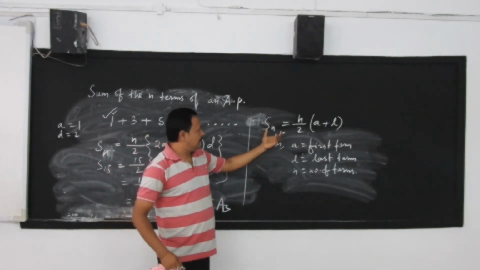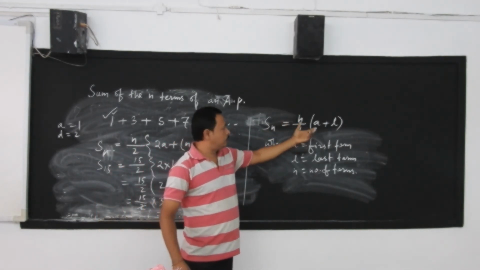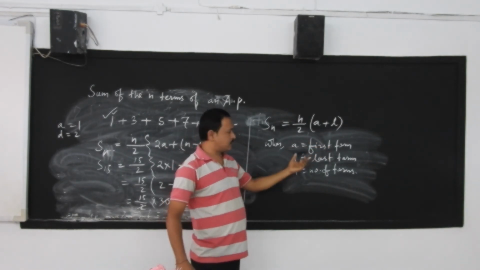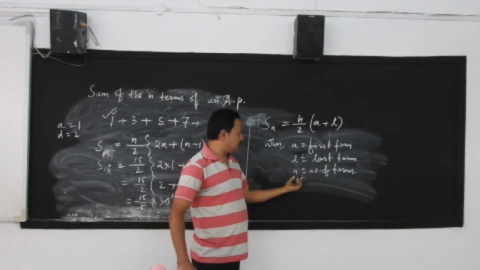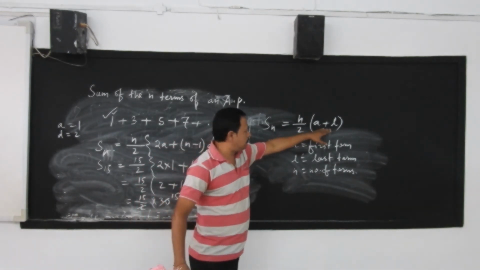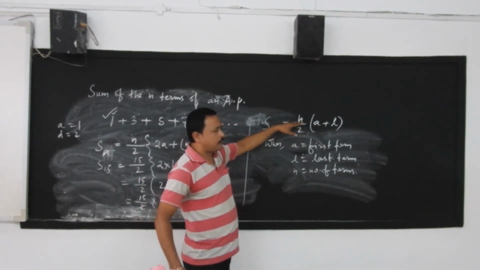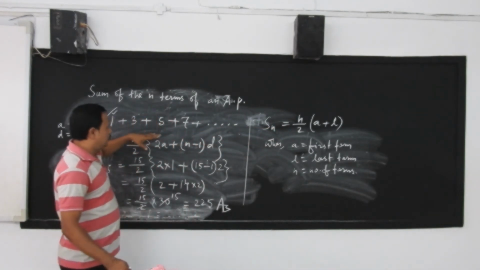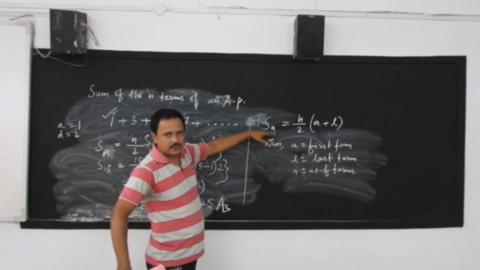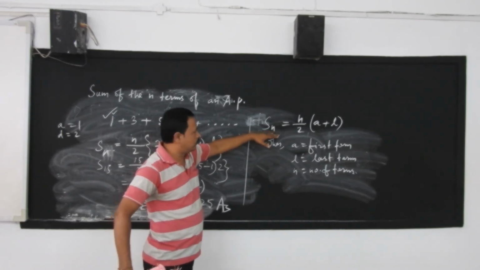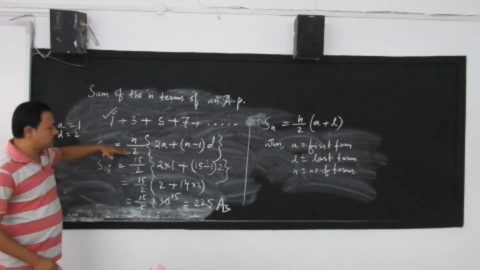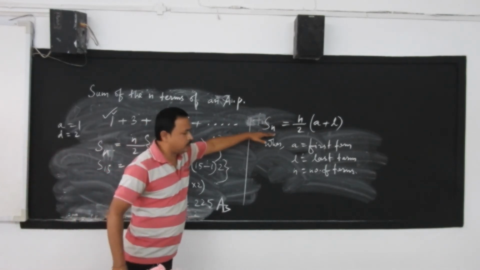So Sn equal to n by 2 into a plus l, where a is equal to the first term, l equal to the last term, and n equal to the number of terms. If you know the last term, first term, and number of terms, you can find out the sum of n terms using this formula. If the last term is known, then you can use this formula, or instead you can use the other formula also, no problem.